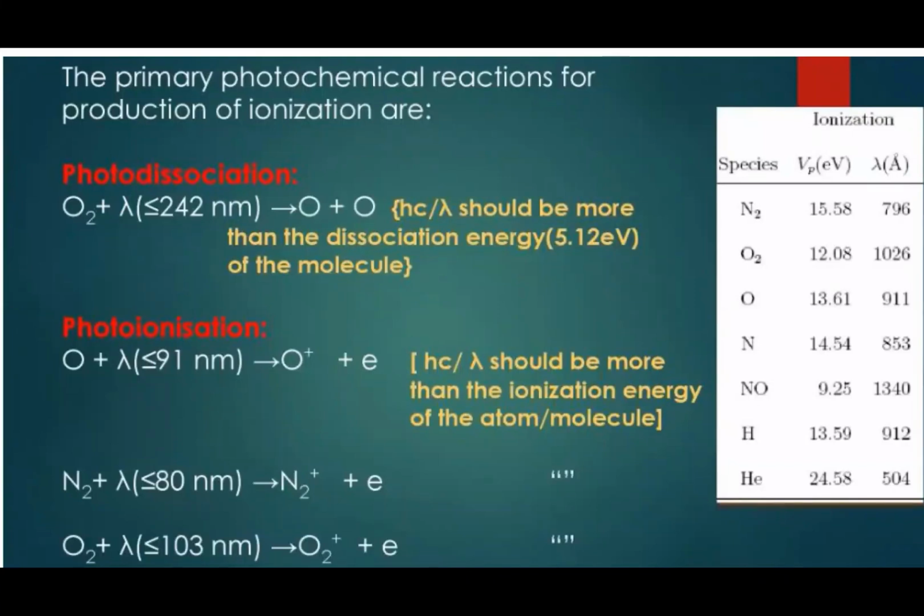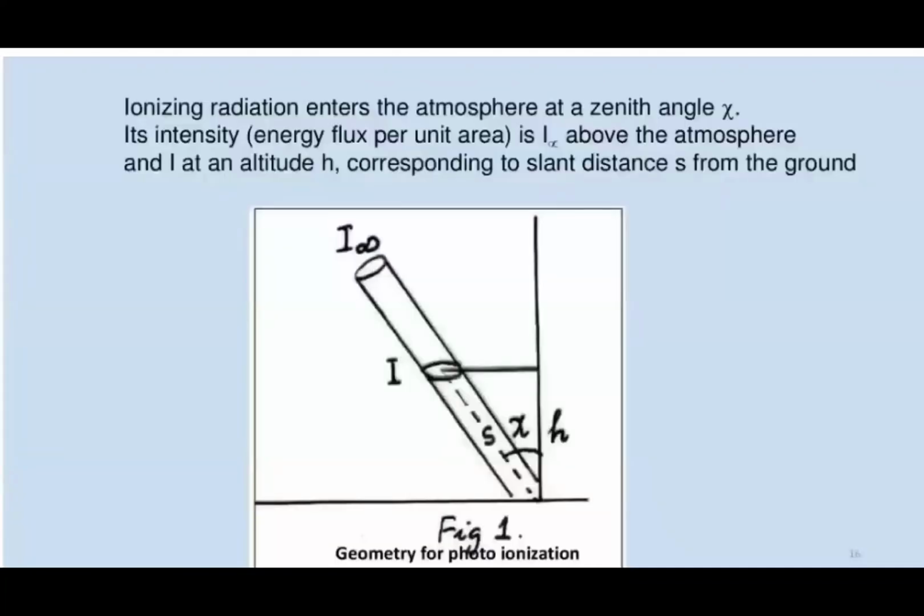Similarly, a nitrogen molecule can be ionized to get an N2 plus ion and a free electron. An oxygen molecule can be ionized to get an O2 plus ion. So these appropriate wavelengths are coming from the sun, and they produce these ions.